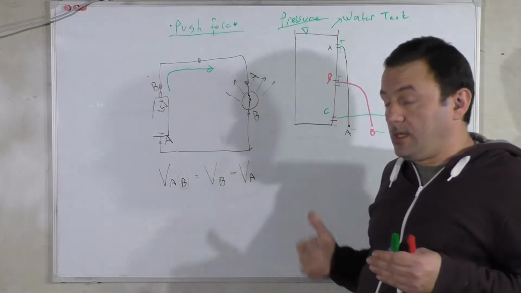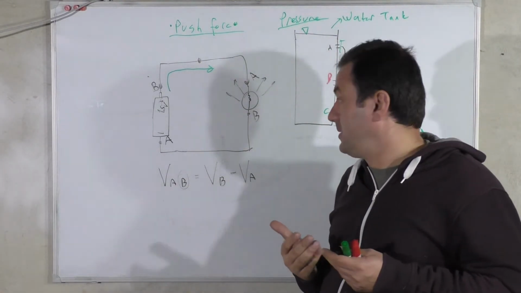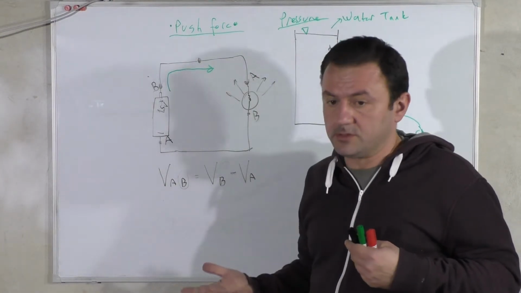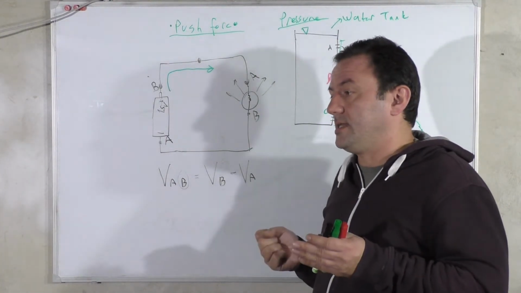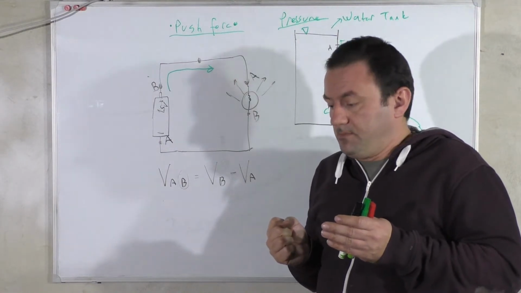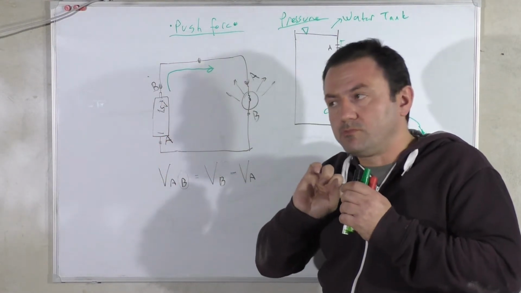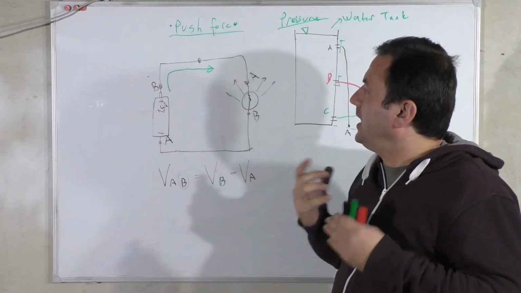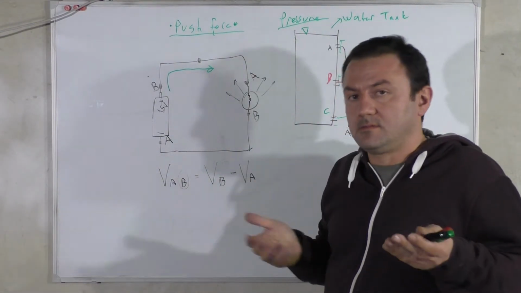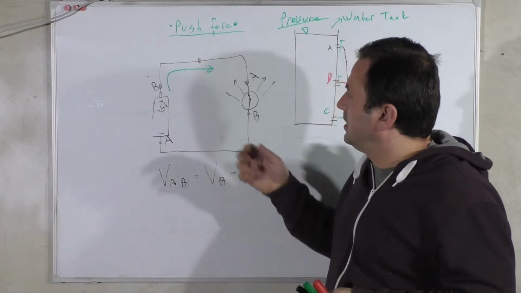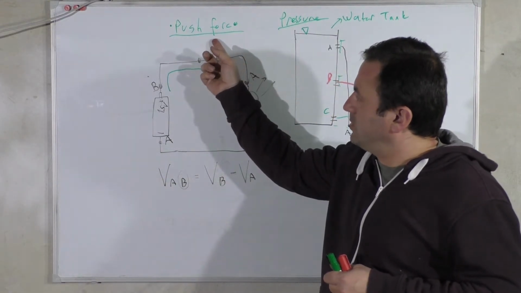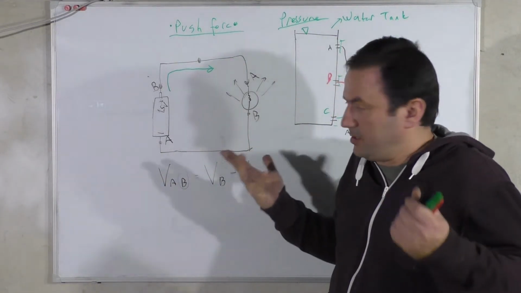So for current, there must be something pushing force, or I can describe it like this: the electrons must be pushed by something, pushed by energy. So we can say that push force is voltage.